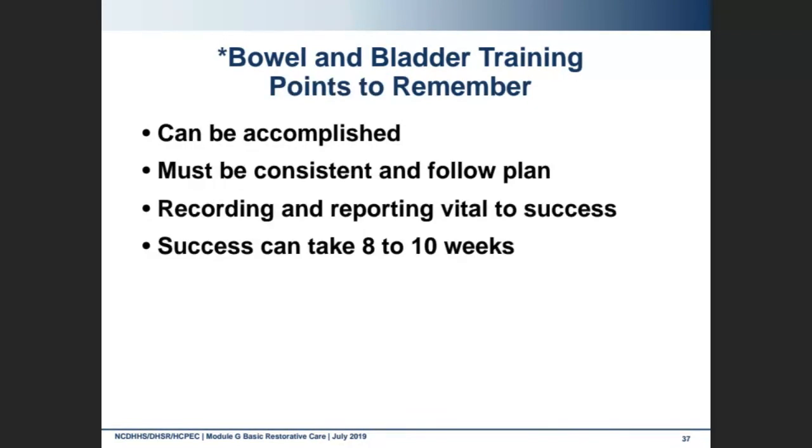So important things to remember is that bowel and bladder retraining can be accomplished. The staff has to be consistent and follow the plan, and you have to record and report accurately and in a timely manner for this to be successful. And like I mentioned earlier, it can take 8 to 10 weeks for bowel and bladder retraining, but obviously it's definitely worth it.